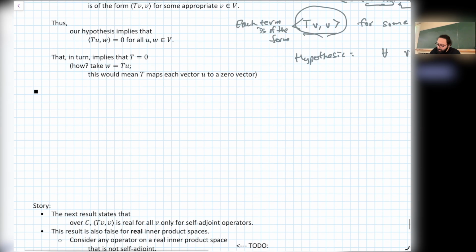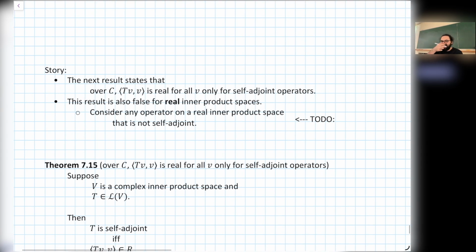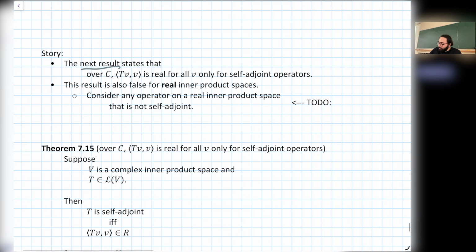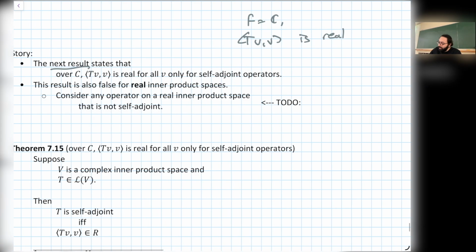So let's continue. Now the next result states the following: again, when you take the field to be complex numbers, TVV is real for all V in the vector space, only for self-adjoint operators, i.e. T equals T star.